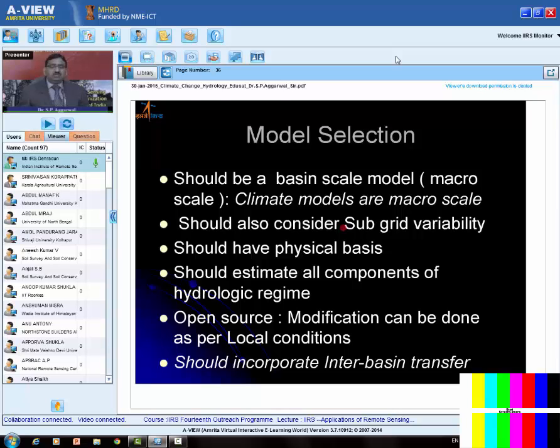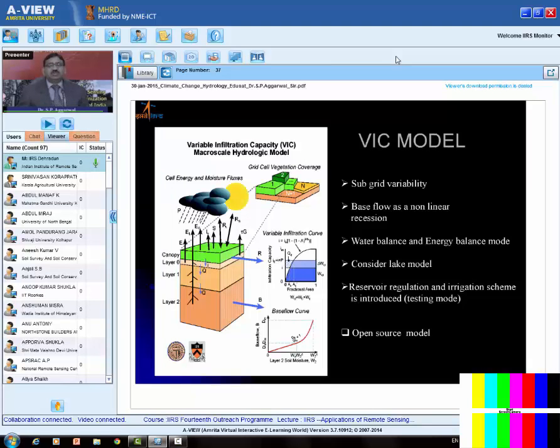If you are thinking that the GCM or downscaled model can give the temperature change for a small area, maybe 3 km by 3 km or 5 km, no, it is wrong. You will not get it. You will get it only for 50 km by 50 km. So a macro scale model is required. It should also consider subgrid variability, should have a physical basis, and should estimate all components of the hydrological regime. It should be open source, why purchase, and should incorporate interbasin transfer.